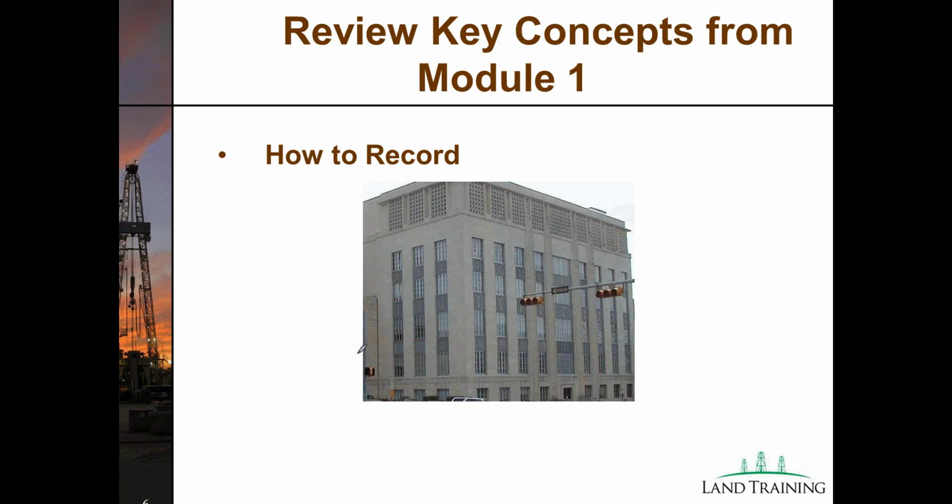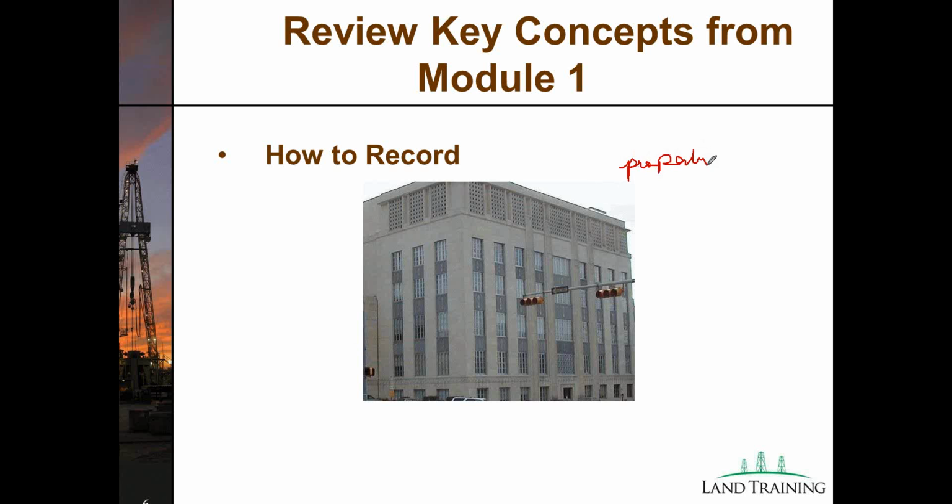Now that concludes our review of Module 1, but I do want to tell you how you record a document. So as we said, to show ownership of real property, we have to file a document or an instrument in the county clerk's office where the property is located. Okay, this is filed where the property is located.